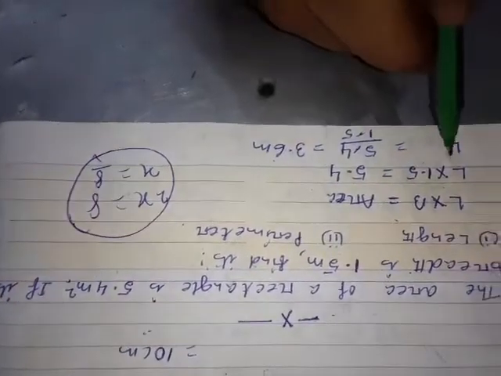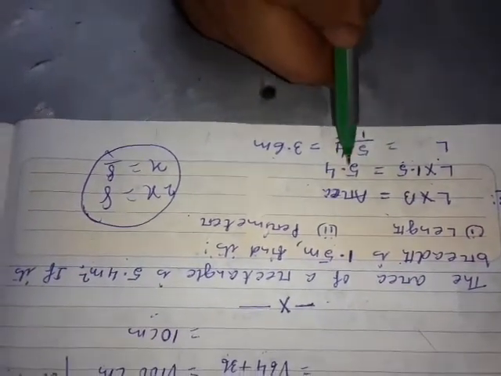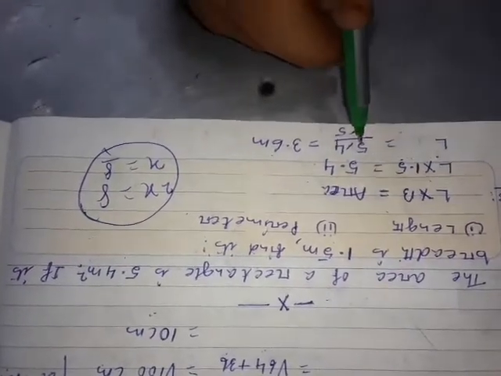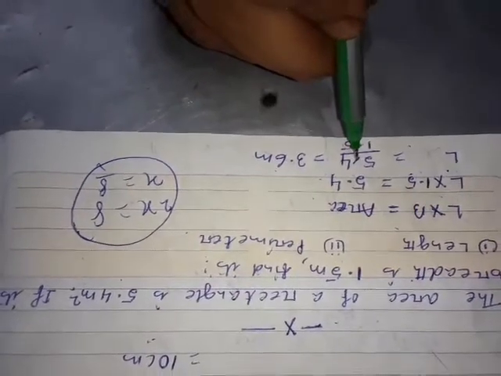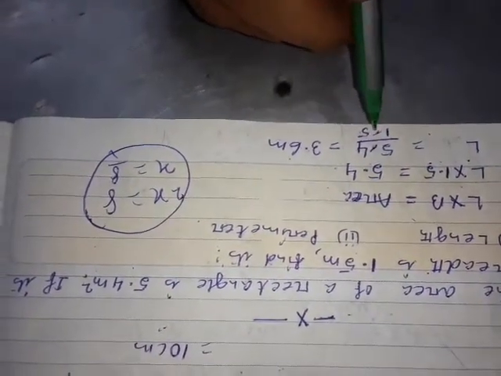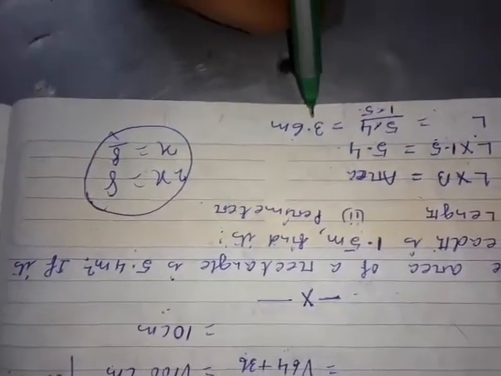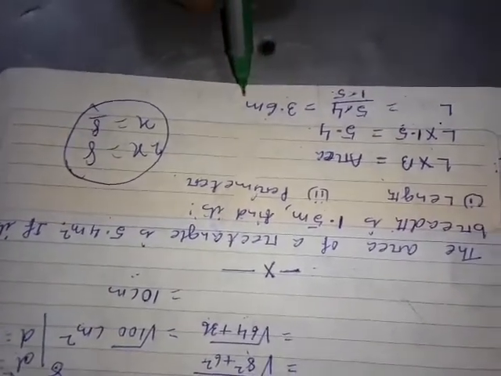Same way, L into 1.5 means 1.5 L is equal to 5.4. Therefore, L is equal to 5.4 by 1.5. So here up also after decimal 1 digit, down also after decimal 1 digit, so the decimal will be removed. Now 54 divided by 15, the answer will come 3.6 meter. So you got the value of the length.